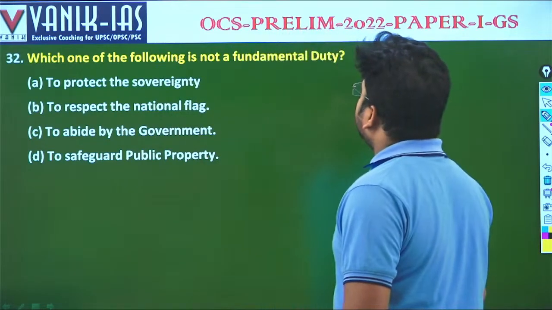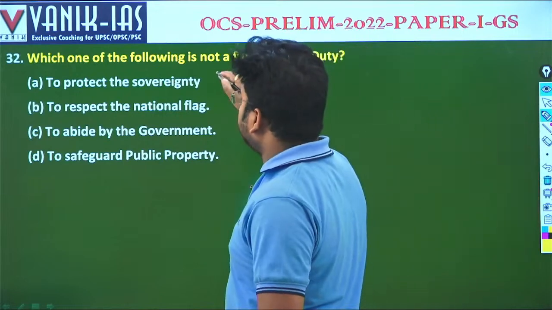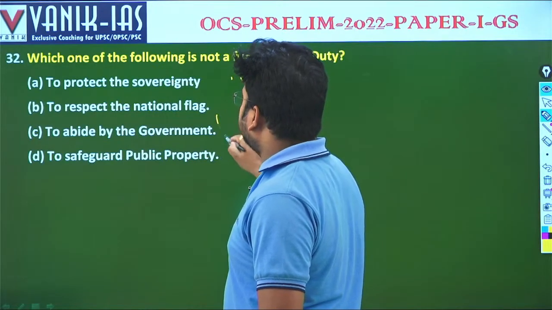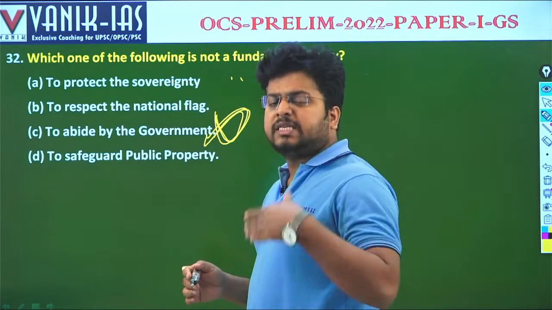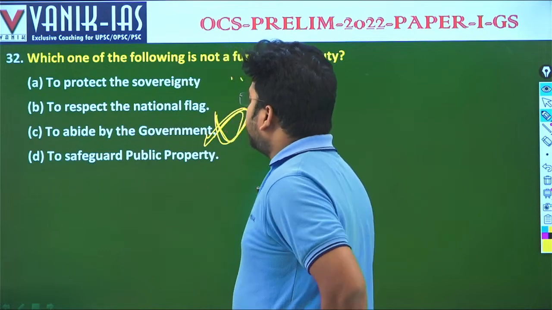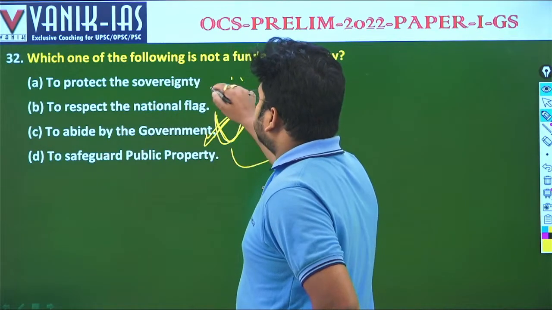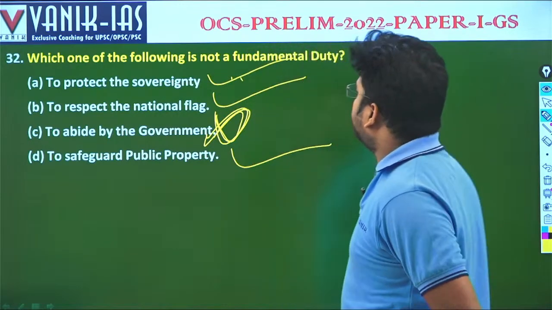Which of the following is not a fundamental duty? To protect its sovereignty, yes, it is a fundamental duty. Respect the national flag. To abide by the government, this is wrong. You are not bound to abide by the government. In democracy, you have the right to dissent, that means you can criticize the government, right? To safeguard public property, this is right. To respect the national flag, yes. To protect the sovereignty, these are fundamental duties.